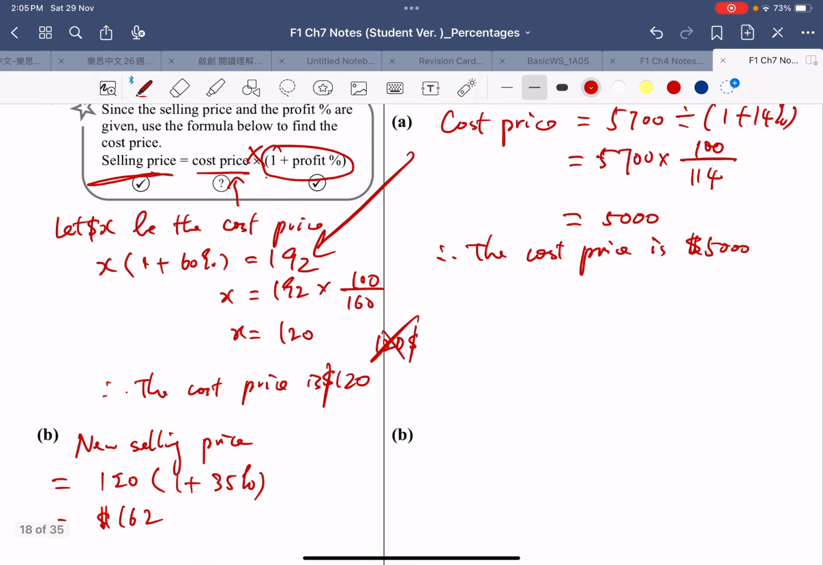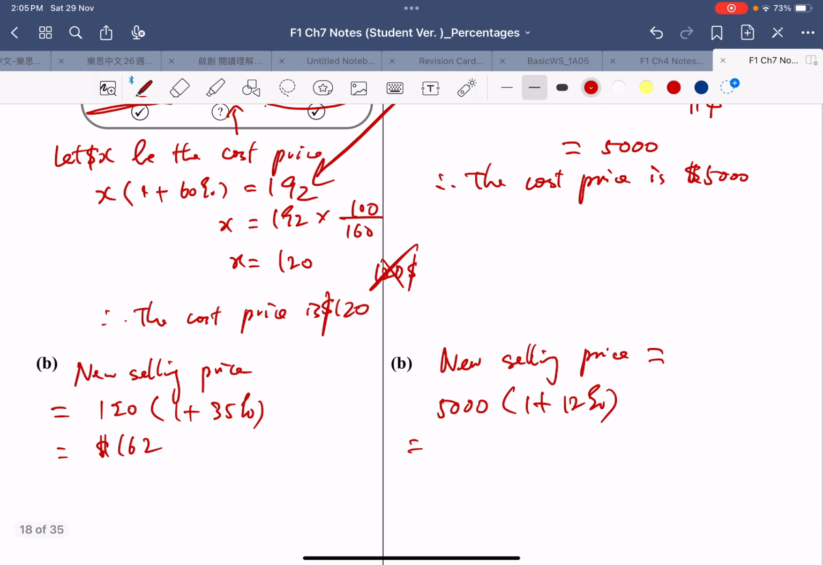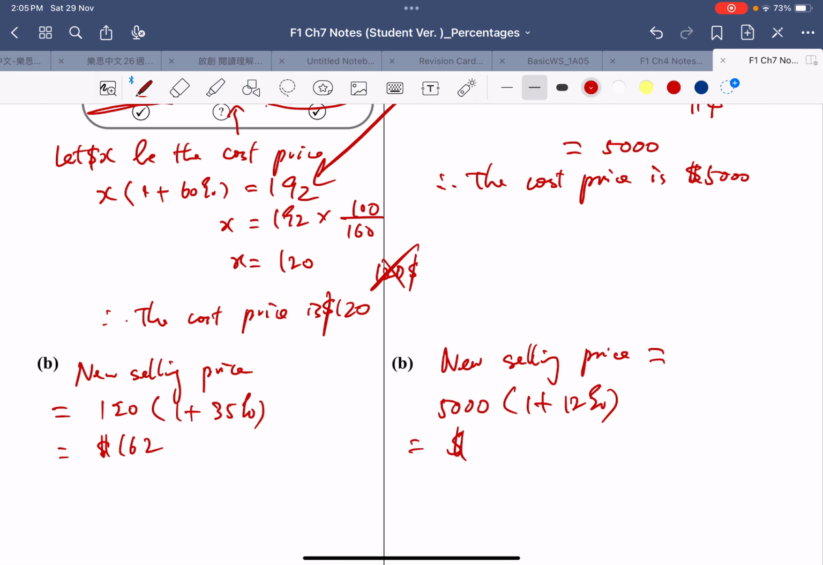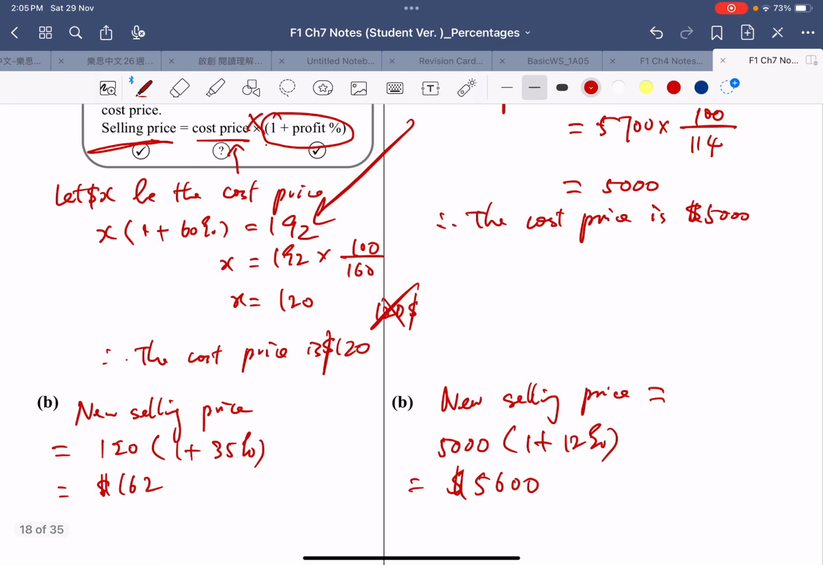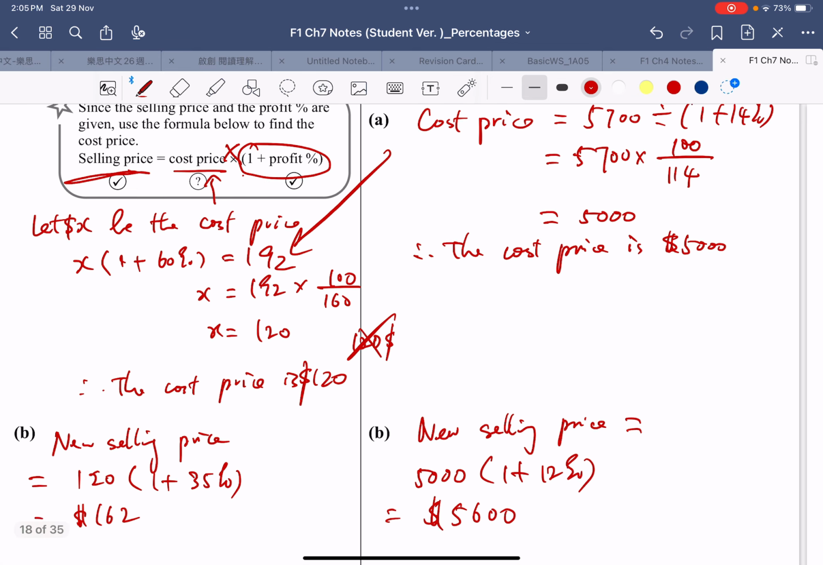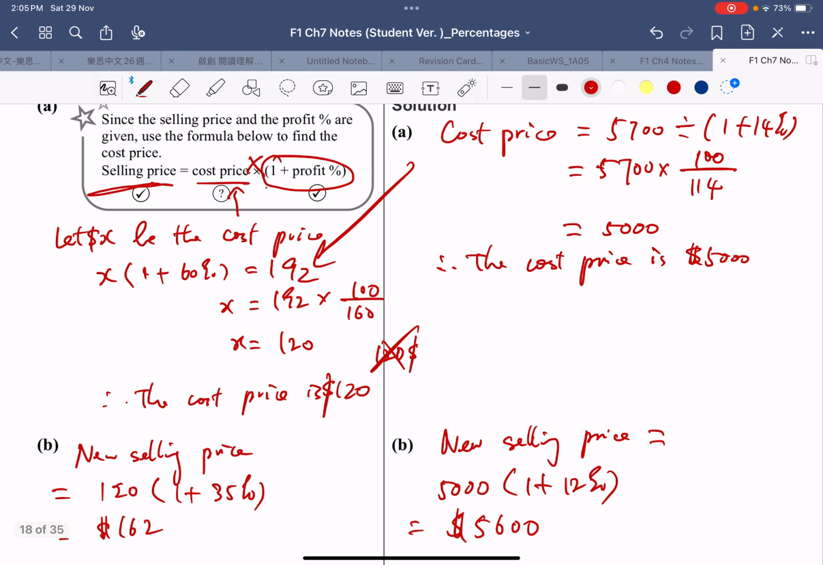Okay, that's it. And then the new selling price again equals 5,000 times 1 plus 12%. You want to make this profit, and then it would be equal to 5600. Okay, check your answer.